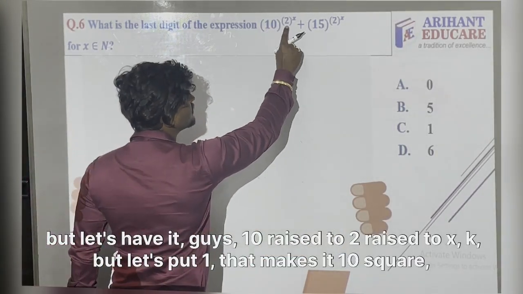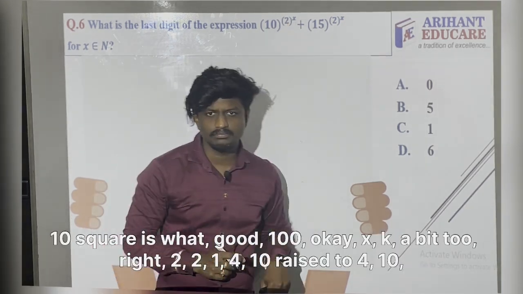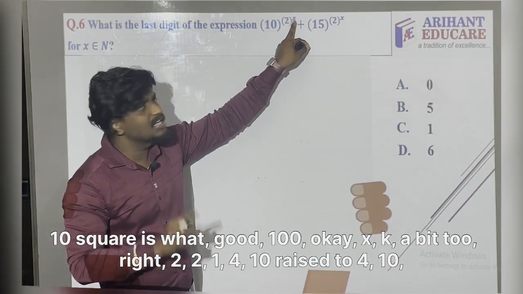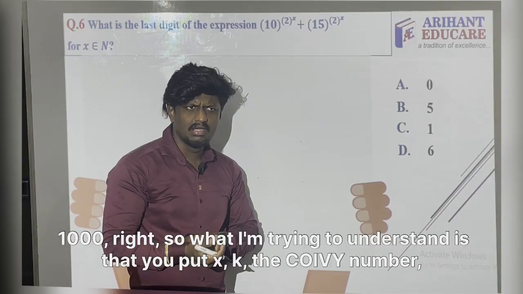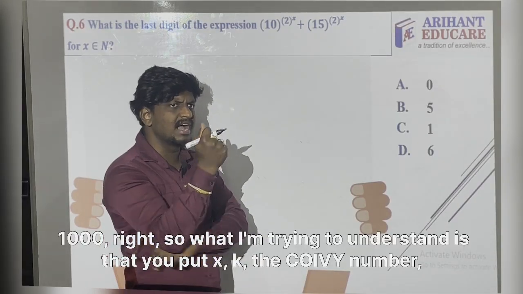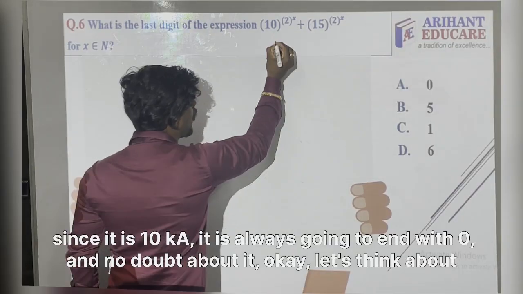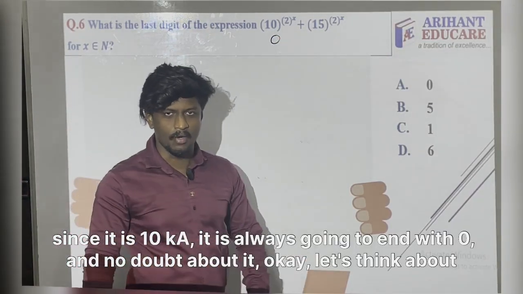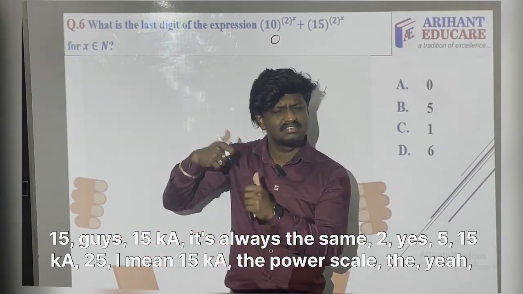Guys, 10 raised to 2 raised to x के बदले let's put 1. That makes it 10 square. 10 square is what? Good. 100. Okay. X के जगह पे 2 डालते हैं. 2 2s are 4. 10 raised to 4 is 10,000. Right? So what I'm trying to understand is that you put x के बदले कोई भी number. Since it is 10 का power, it is always going to end with 0. There is no doubt about it. Okay? Let's think about 15, guys. 15 का भी it's always the same story as 5.